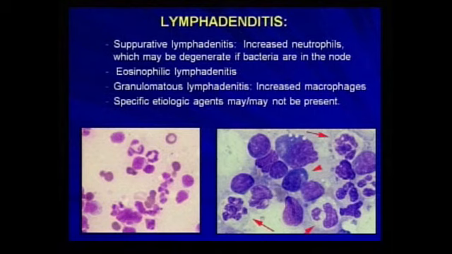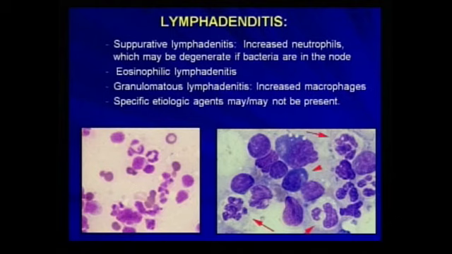Granulomatous lymphadenitis can be somewhat difficult to differentiate from a lymphoma, because you will have a mixture of lymphoblasts which may be very similar, unless the macrophages, of course, contain something. Etiologic agents may be present. They may have been carried into the draining lymph node, in the form of bacteria, especially intracellular, or protozoal or fungal agents.